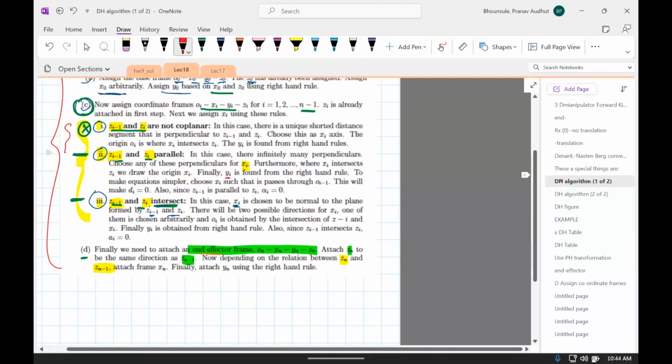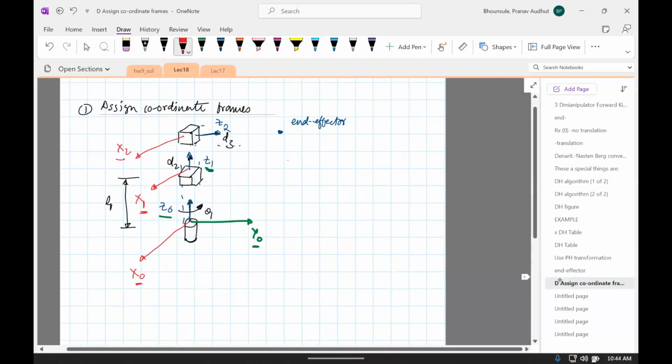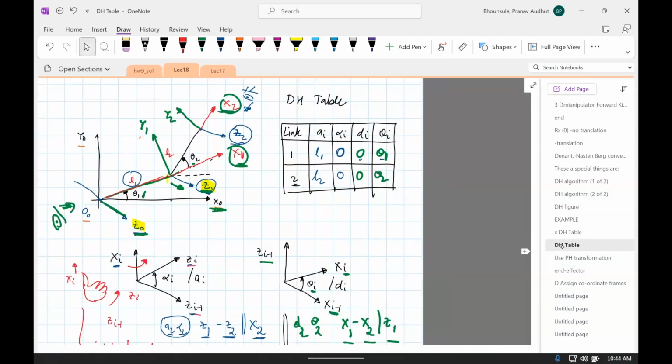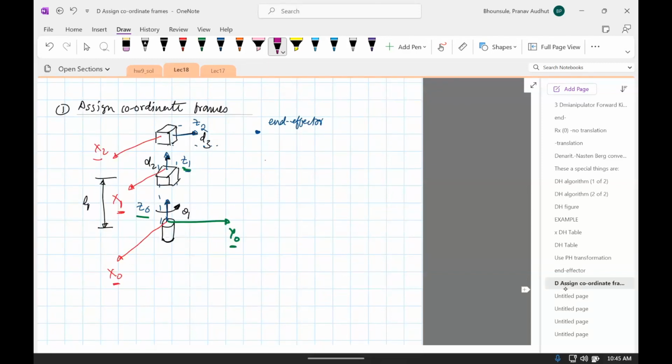Next, we move to something which I skipped here: assign yi. You could assign y1, y2 based on the right hand rule. But I'll skip that step, because when I populate the DH table, if you look at the DH table in this figure, you see that I really don't need yi or yi minus 1. So just to save myself some work and some clutter in the figure, I will skip assigning yi. You do not need to assign yi unless you need it for some other reason.